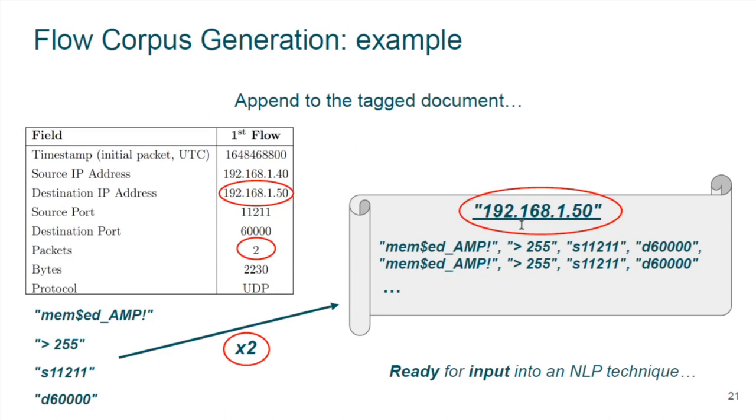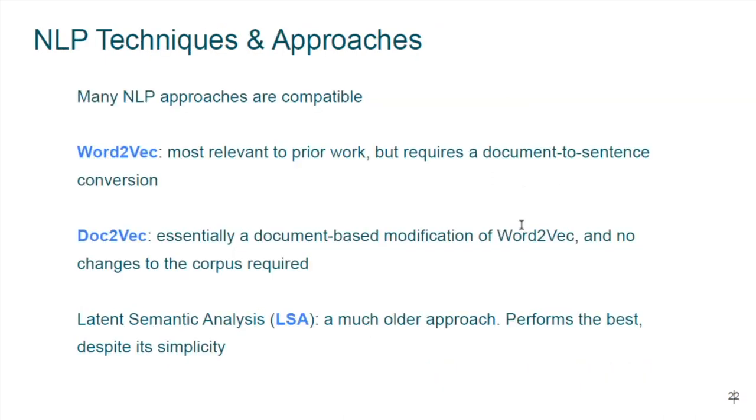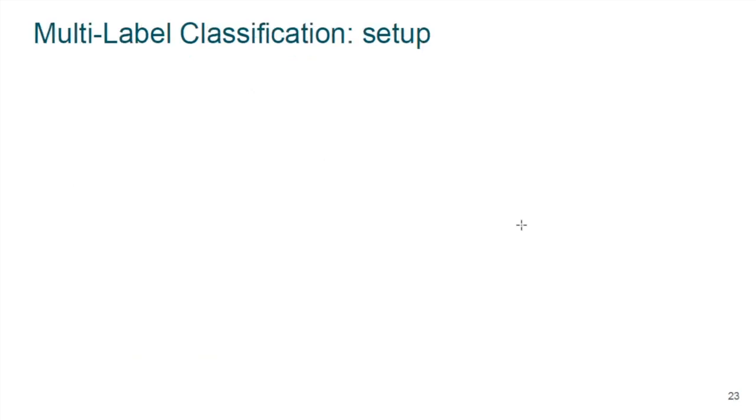So now we have transformed the flow records, and we have them ready for input into an NLP technique. We compared different approaches for NLP, like word2vec, doc2vec, and LSA. And we ended up using LSA, which is kind of super old and perhaps not the best, but it was simple. In this study we stick with LSA, because it performed the best and was super simple.